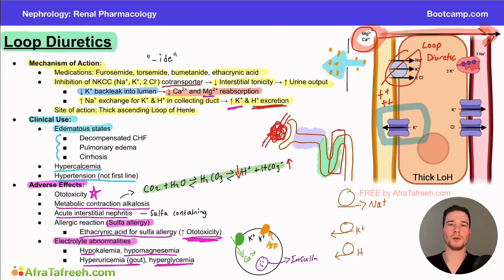And as far as our adverse effects, I want most of these to make sense physiologically. The first of which is ototoxicity. Don't really need to understand the physiology behind this, just need to know that it is a known adverse effect. The ones I do want you to understand the physiology on are the metabolic contraction alkalosis. We talked about how we are decreasing their fluid status and we are increasing the bicarb relative to hydrogen protons, thus the metabolic alkalosis. We talked about acute interstitial nephritis, how some patients can have a hypersensitivity reaction to these medications. We talked about allergic reactions and how we want to use ethacrynic acid in a patient who has a sulfa allergy. And finally, we talked about the electrolyte abnormalities and how we can develop hypokalemia, hypomagnesemia, hyperuricemia, or hyperglycemia.